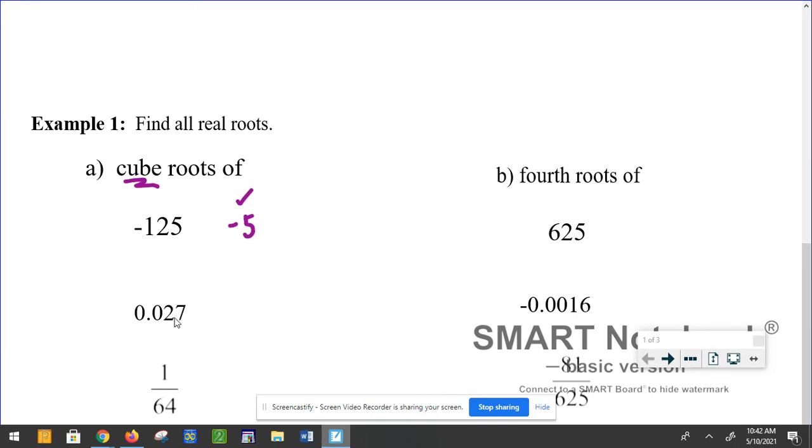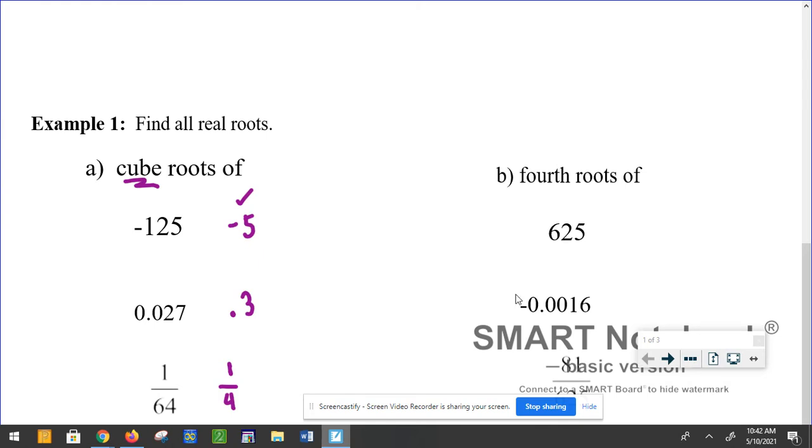This also does work with decimals. The cube root of 27 thousandths is 3 tenths. 3 tenths multiplied by itself 3 times is going to equal 27 thousandths. You can also think about this in terms of fractions. The fraction that you multiply by itself 3 times to get 1/64th is 1/4.